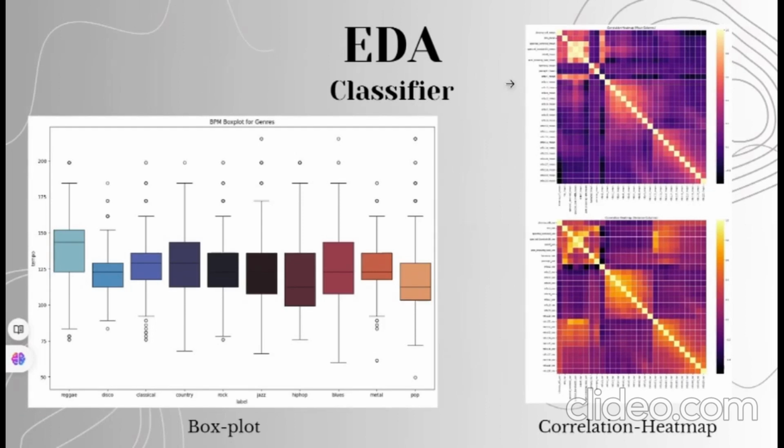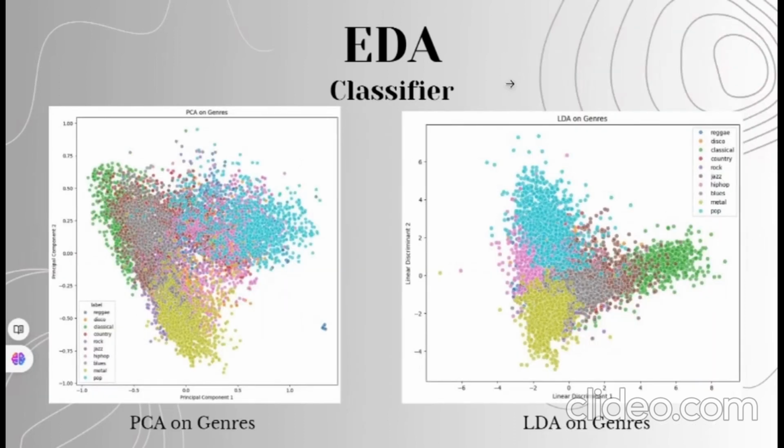So this is the EDA for the classifier model. On the left we can see the box plot between tempo and label. We selected tempo for the box plot because all the other features were divided into two parts, the mean and the variance, but tempo was alone. We use the box plot to see the spread of the feature and also the outliers around it. On the right-hand side we can see the correlation of the features. In this part we plot the graph for the PCA on the genres and the LDA on the genres, and for both we chose n components as 2.